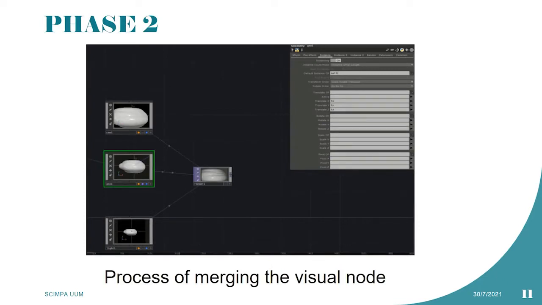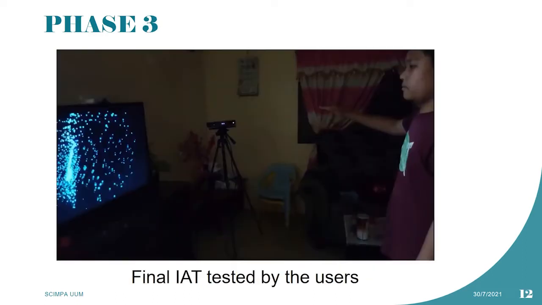So when all of the processes are generated, finally the visual effect is added, and in the final phase we got the interactive art therapy, completed and tested by the users.